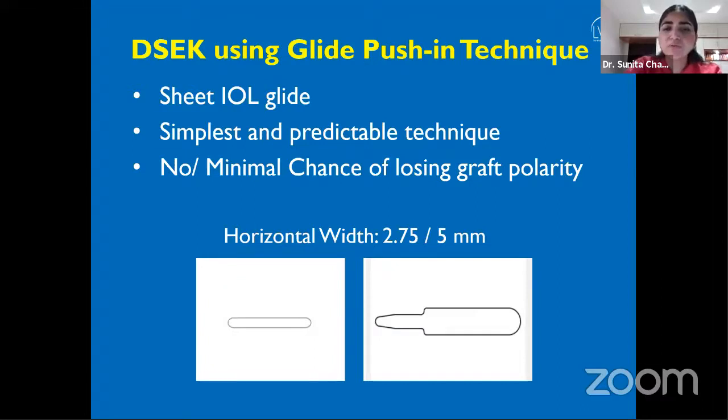Now, the glide we use is from the BD Visitec. It is available in two different sizes: 2.75 and 5 millimeters. I prefer to use the 2.75 one because it can go through the 4 to 5 millimeter incision easily. However, if you're using the 5 millimeter one, you can trim it, because sometimes we don't require such a large width of the sheath of the glide. So you can just trim it to 4 to 4.5.